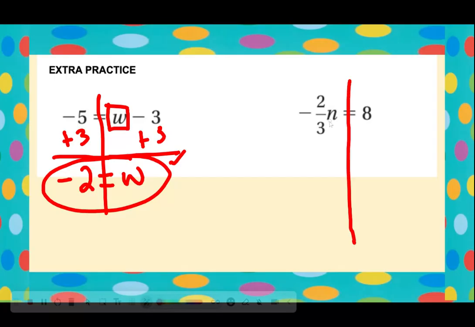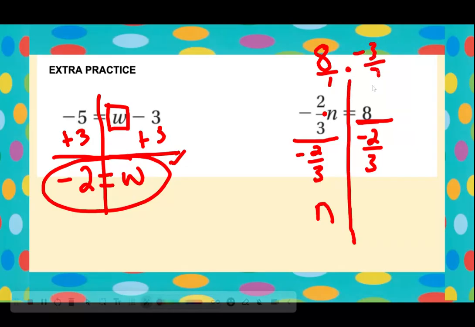Okay, the next one. We need to divide, right? Opposite of multiplying is divide. So we're going to divide by negative 2/3 because a negative divided by a negative is a positive. I'm left with 1n. What you do on one side, you do to the other. So 8 divided by negative 2/3 is the same as 8 over 1 times negative 3 over 2. You can go straight across, or I like to cross simplify in the beginning. 2 can go into 8. So 2 divided by 2 is 1. 8 divided by 2 is 4. 4 times negative 3 is negative 12. So n equals negative 12.